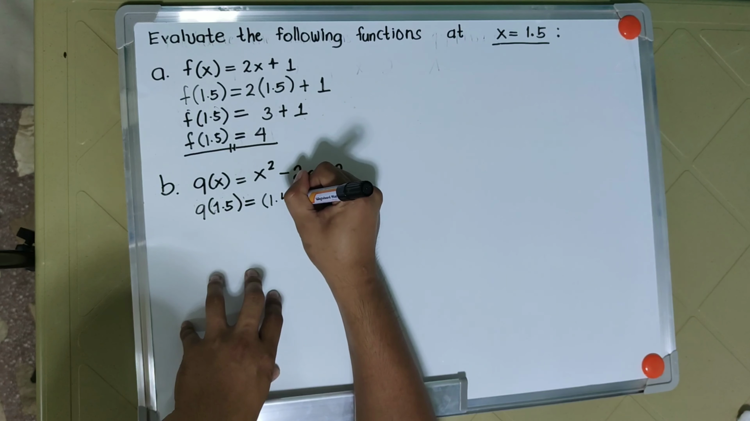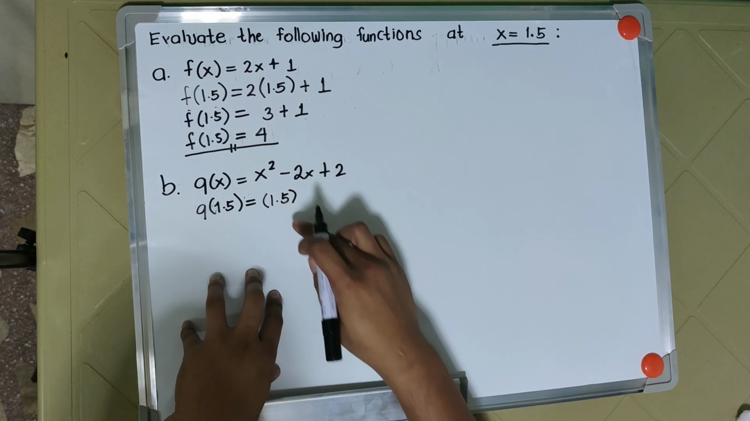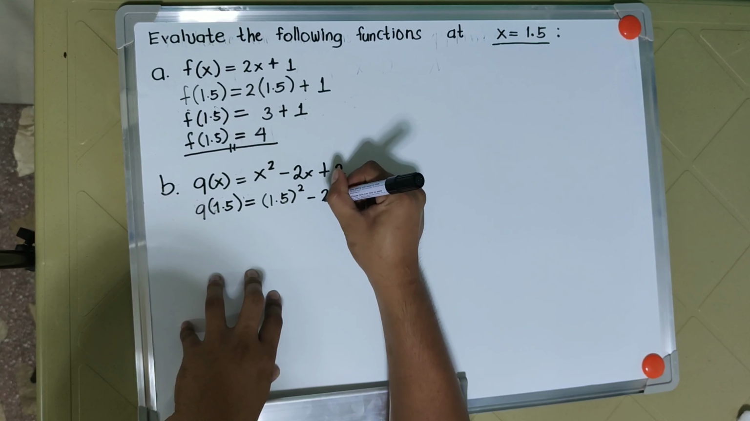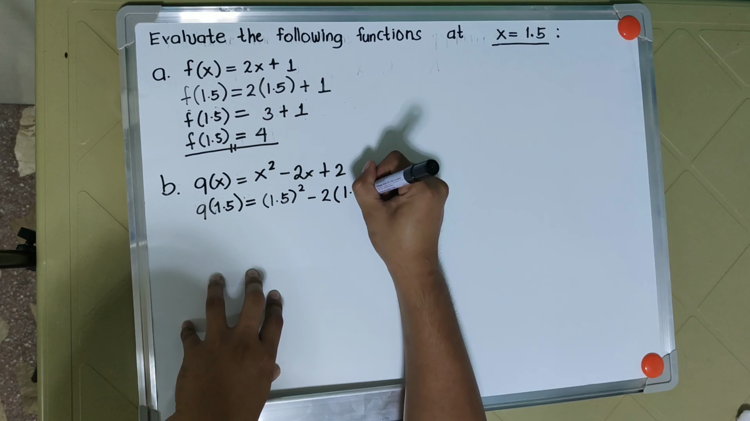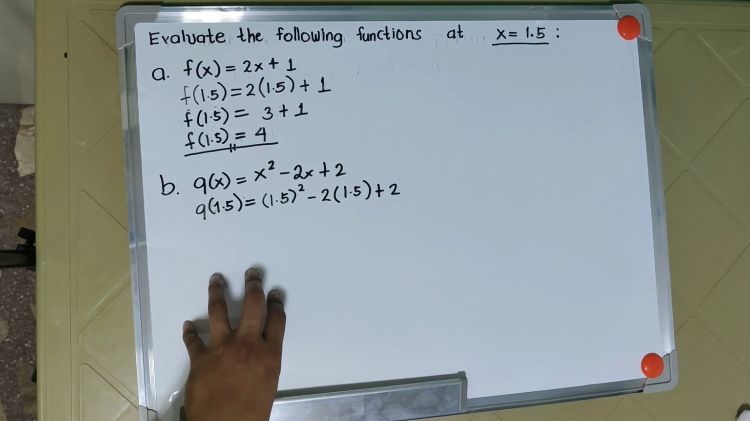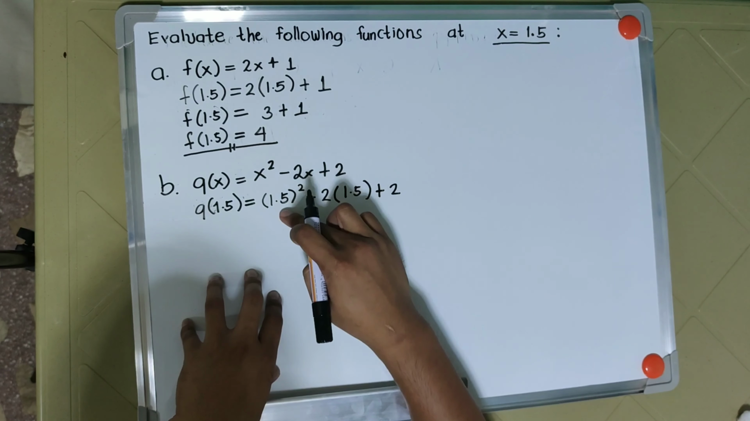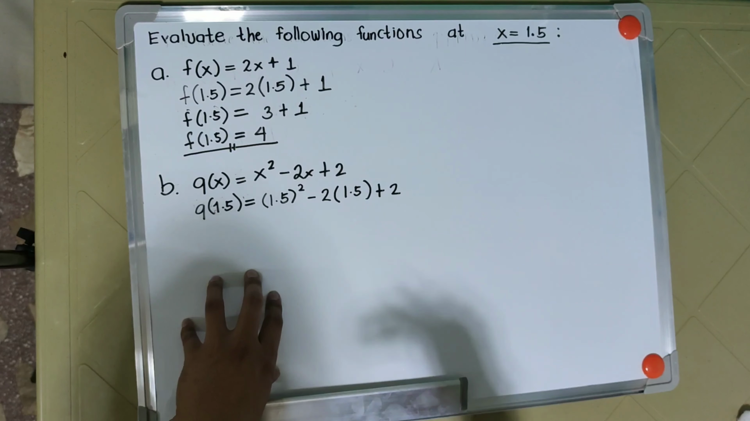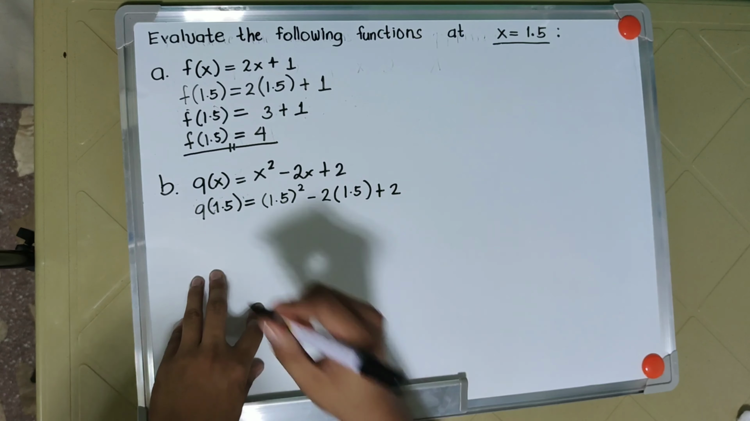That is 1.5. Again, let me repeat. Do not change anything from the equation. So, copy squared. Copy minus. Copy 2. And substitute the value of x, which is 1.5. Copy plus. And copy 2. Anong first step natin? Anong ginagawa natin? We simply substitute the value of x 1.5, pero hindi natin ginalaw ang original equation. So let's proceed. Simplified PEMDAS.